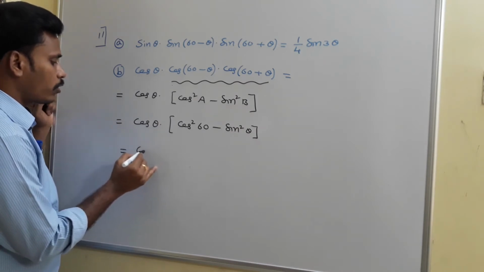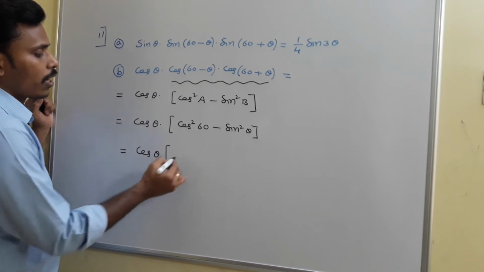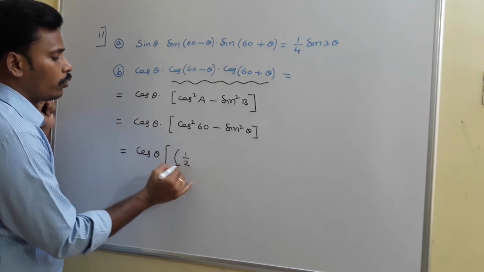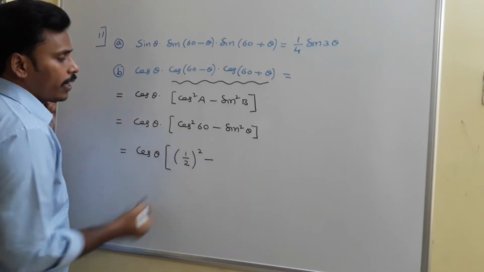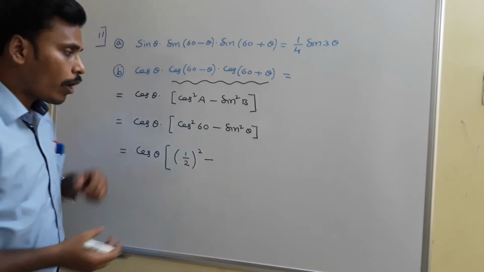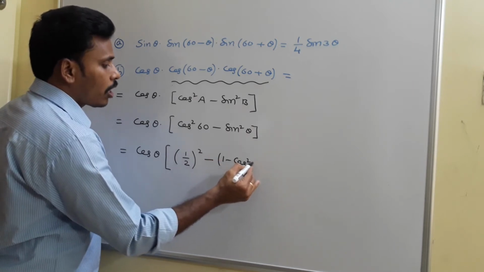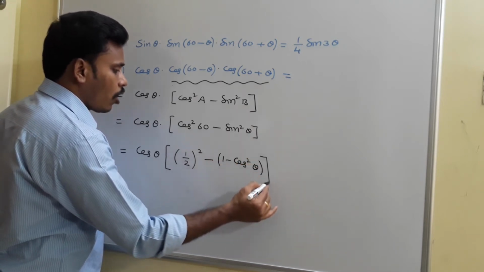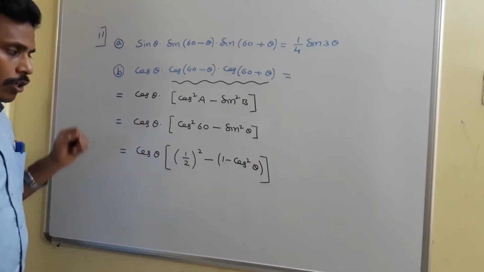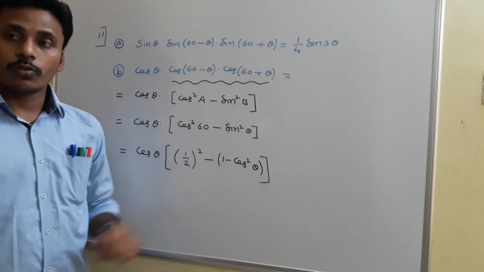Now this is equal to cos theta into, what is cos 60 degrees? Cos 60 value is 1 by 2, its square minus, see, I need to express the result in terms of cos. So I need to rewrite this sin square theta as 1 minus cos square theta. Is there anything wrong? Sin square theta plus cos square theta is 1, so sin square theta is 1 minus cos square theta.